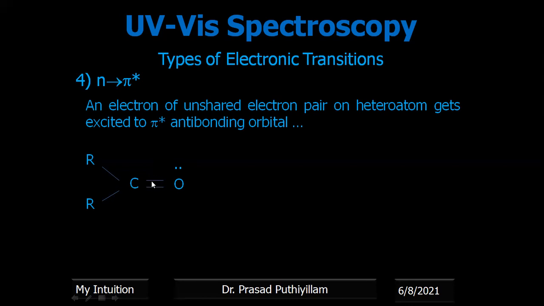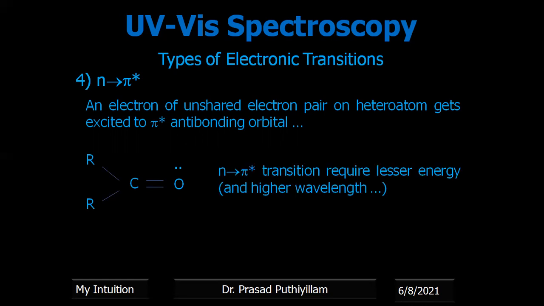The pi bonding molecular orbital is there, and the pi star anti-bonding molecular orbital also is there. That is in molecular orbital theory, you can study in detail. So here I can say that if pi electrons and a lone pair of electrons, unshared or n electrons, are also present, such types of molecules can absorb UV visible radiation and give n to pi star transition. They require even lesser energy and higher wavelength.